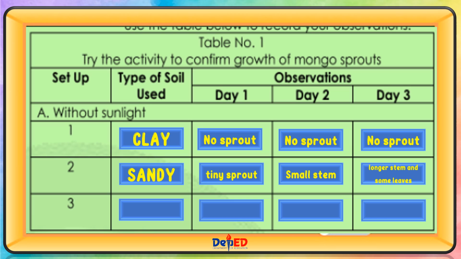Type of soil used is loam. Observations: Day 1, tiny sprout. Day 2, small stem and some leaves. Day 3, longer stem and more leaves.